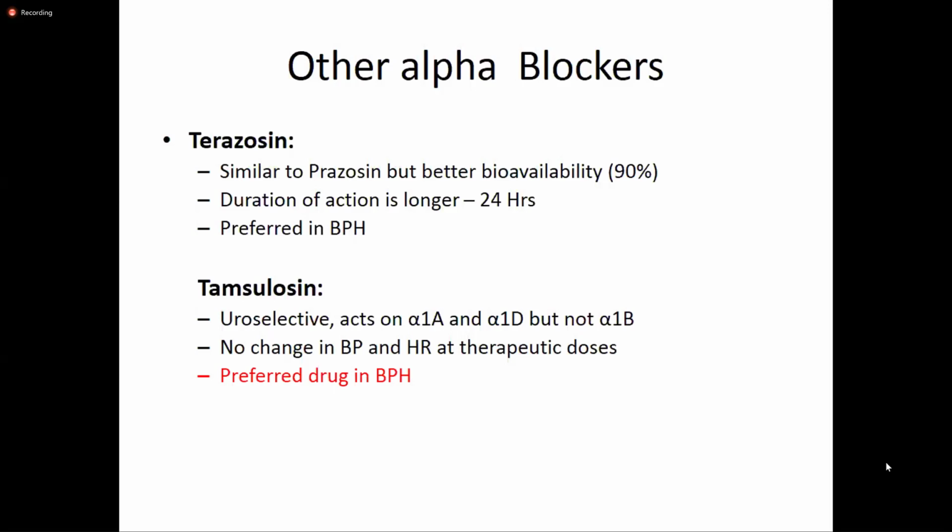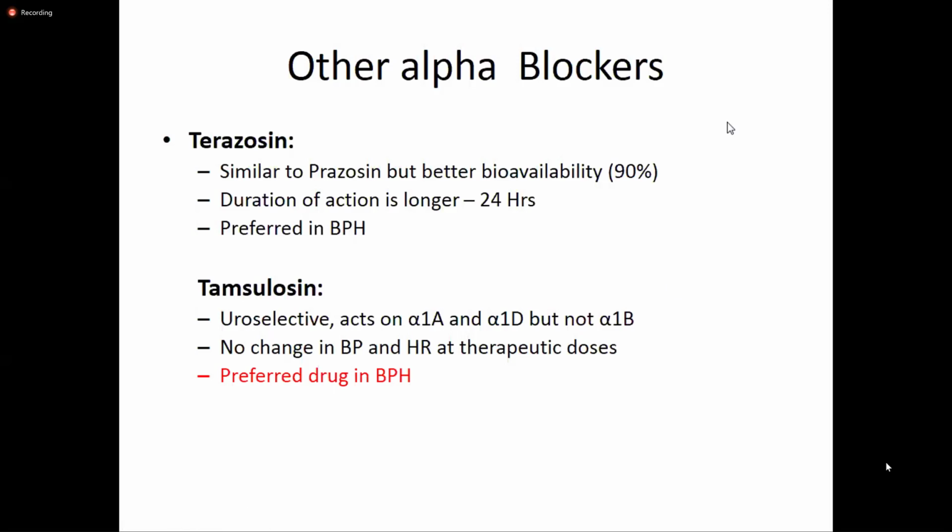Tamsulosin is uroselective. When coming to alpha-1 receptors, you know the different subtypes of alpha receptors, alpha-1 and alpha-2. But alpha-1 receptors themselves have other subtypes: alpha-1A, alpha-1D and alpha-1B. Alpha-1B is mainly present in the blood vessels, whereas alpha-1A and alpha-1D are mainly present in the urinary bladder. Tamsulosin is more uroselective, and it does not cause change in blood pressure and heart rate at therapeutic dose, because tamsulosin does not act on the alpha-1B receptors, which are present mainly in the blood vessels.